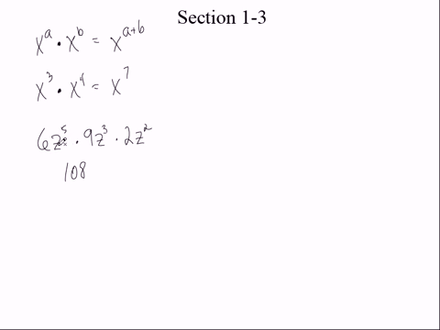Now look at the z's. Z to the fifth, z to the third, z to the second. They're the same bases, aren't they? They're being multiplied together, so you keep the base the same. Now what do you do with these exponents? Add them up. 5 and 3 is 8 and 2 is 10, so it's z to the 10th. Makes sense? Okay.